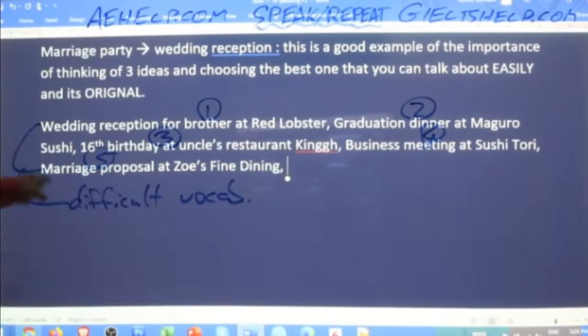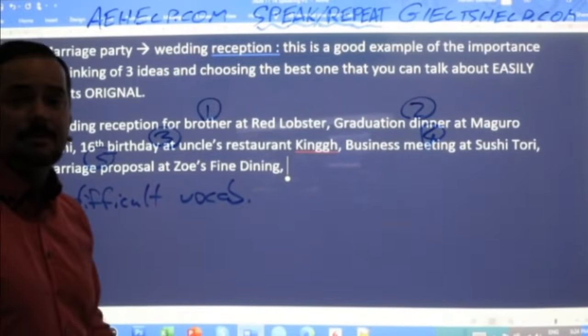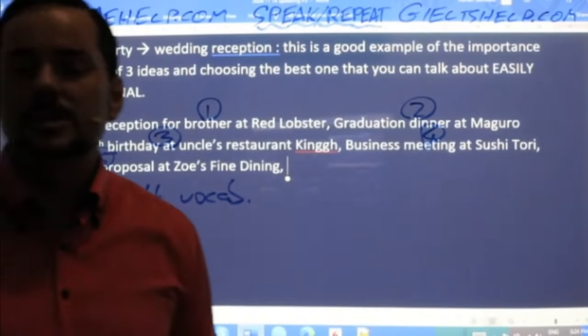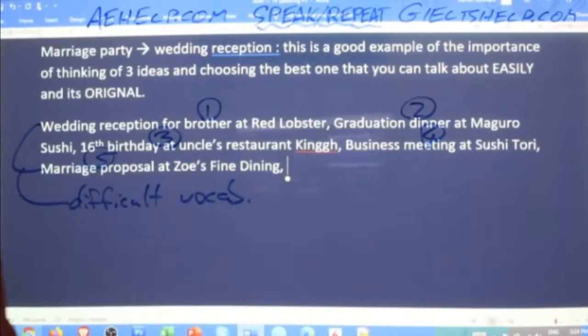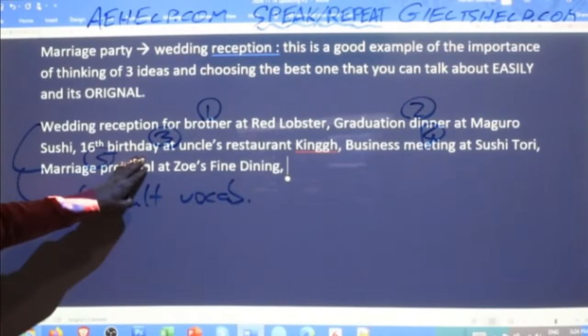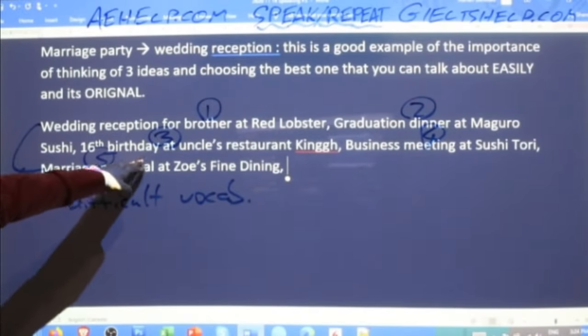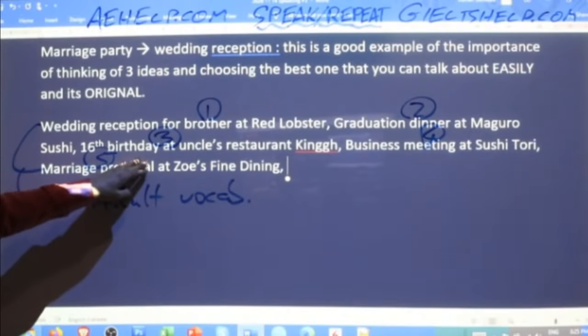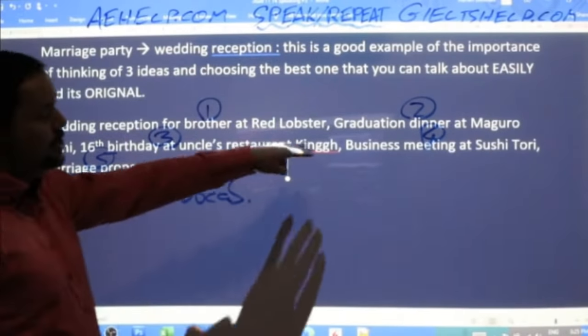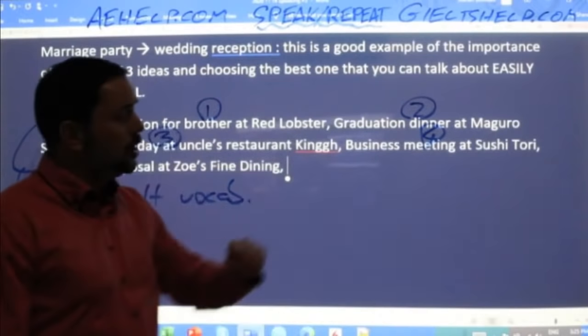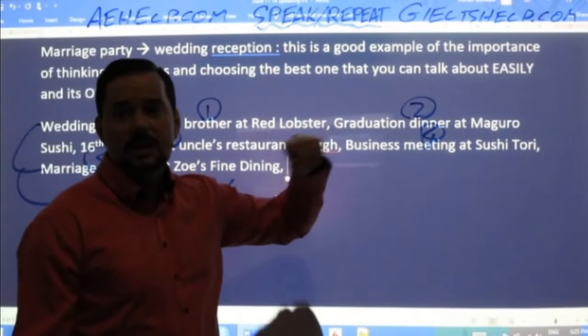So both for wedding and for marriage, unless you're familiar with that vocabulary for those specific rituals, you have to be very cautious, okay? All right, 16th birthday, I think birthday dinner will be a very popular answer for this cue card question. Graduation dinner could also be a good one, so I think number 2.